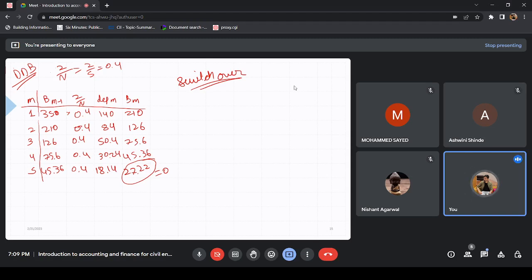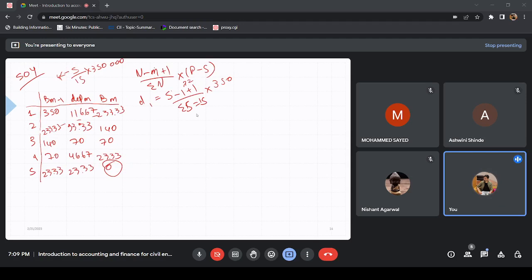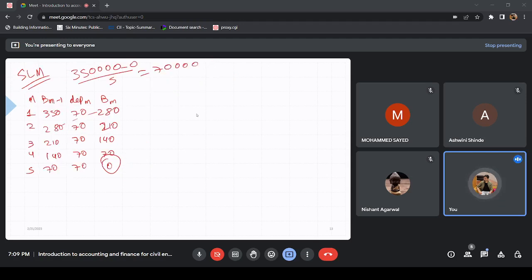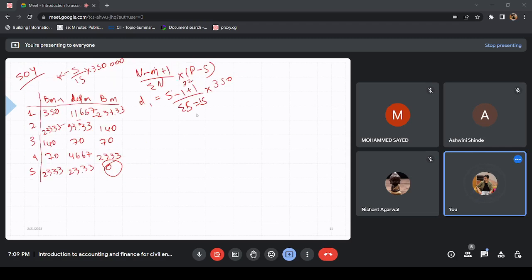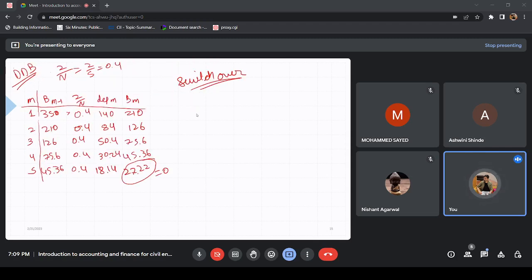But your reason for picking this method was that it gives you a very fast or higher rate of depreciation in the early years. As you can see, in the first year it is depreciating by 140, while in case of sum of years it was 116, and in SLM it was only 70. So yes, we prefer DDB, but if it is not giving us the value that we want, we are allowed to make a switch over.